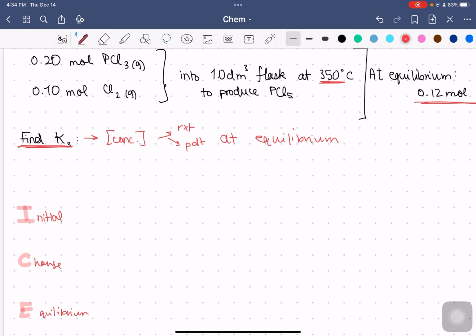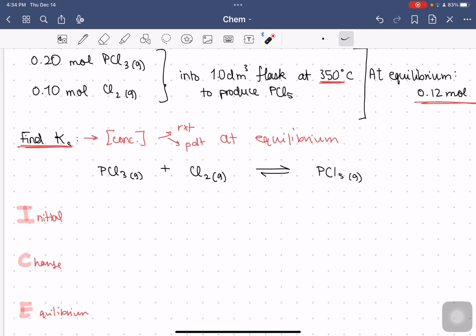So we're going to start out with writing the formula. We know that we're going to have PCl3 in gas, plus we're going to add some chlorine to it, also in gas, to produce PCl5, also in gas. And this seems pretty balanced. We don't need to change anything out here. Everything looks pretty good. Okay, now let's go back to our given.